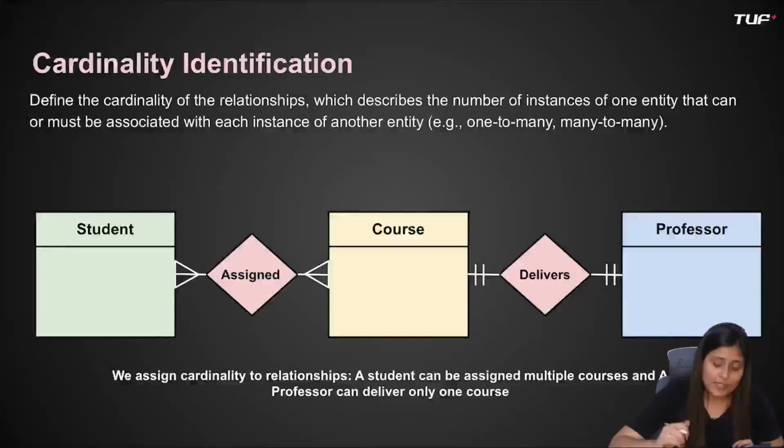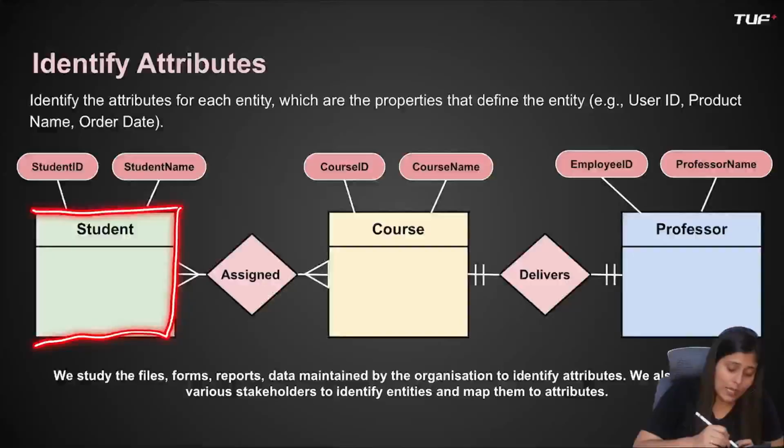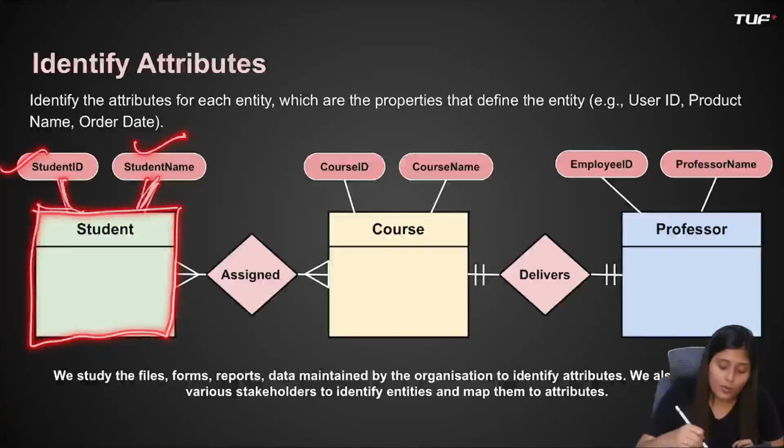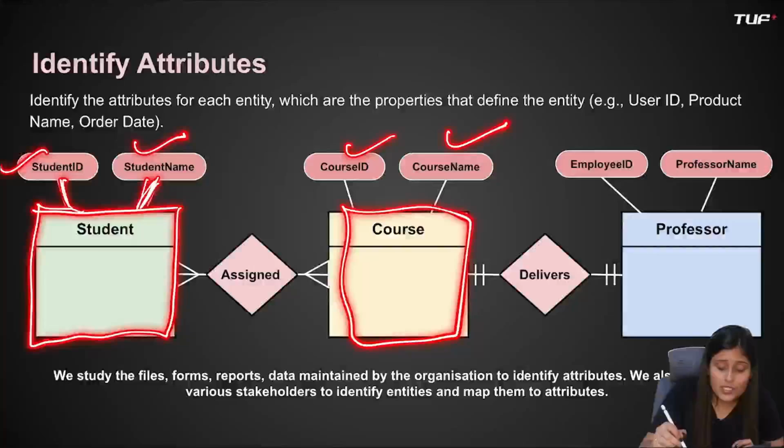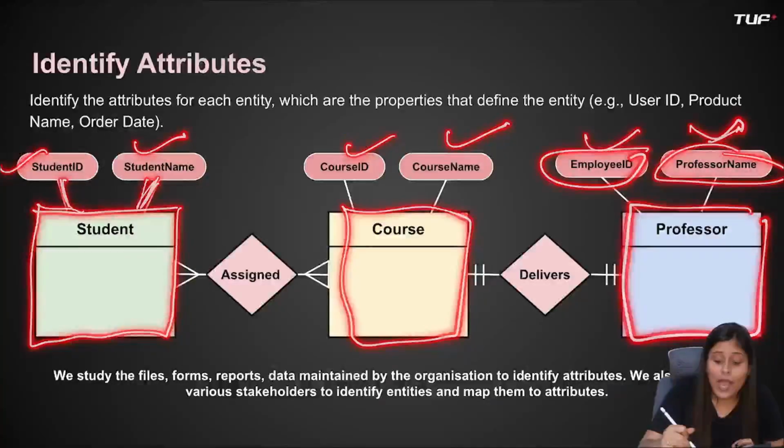So after entity, relationship and cardinality identification, next identification of attributes comes into the picture, where we define how many attributes and what type of attributes are needed for each entity. Like for student, ID and name are very important. For course, ID and course name are important. For professor, employee ID and professor name are important. Other attributes can also be added, but these few attributes are very important to identify.